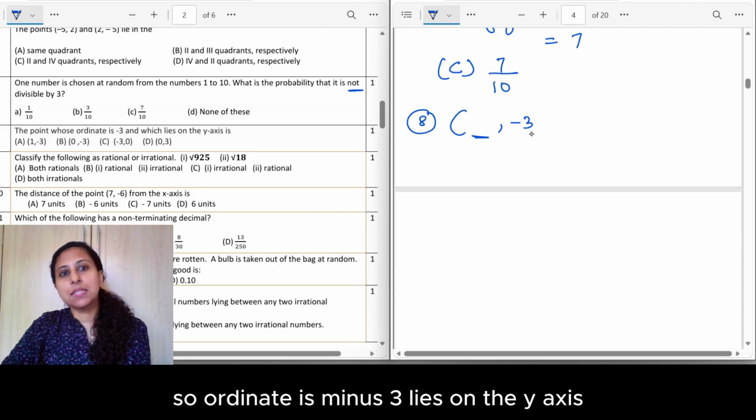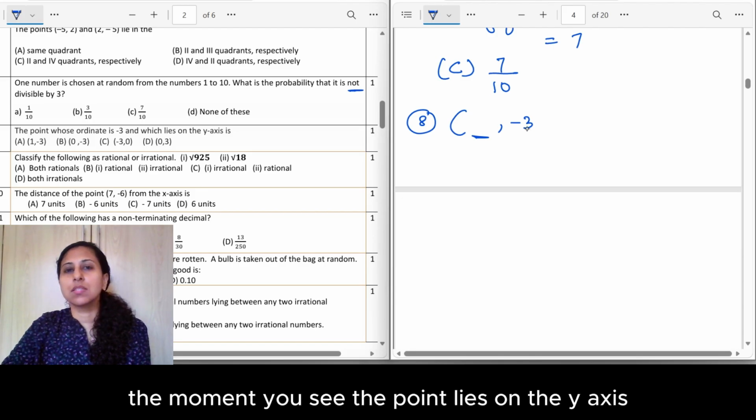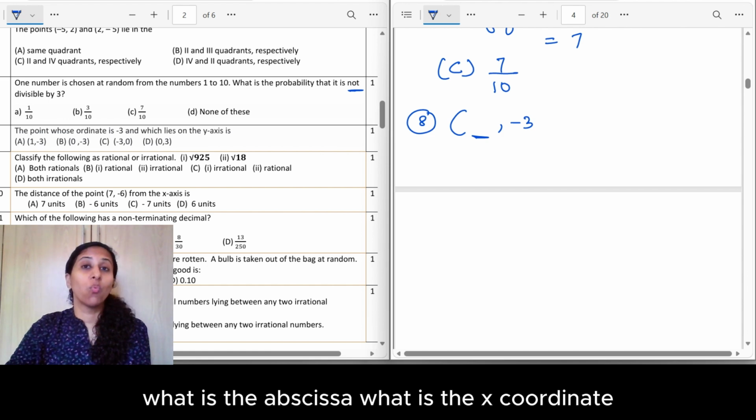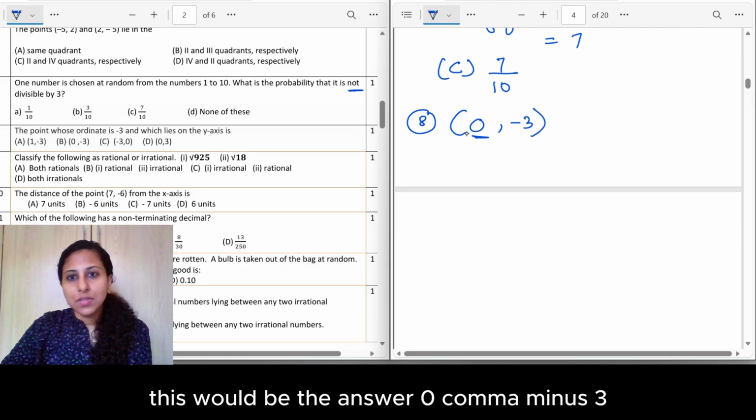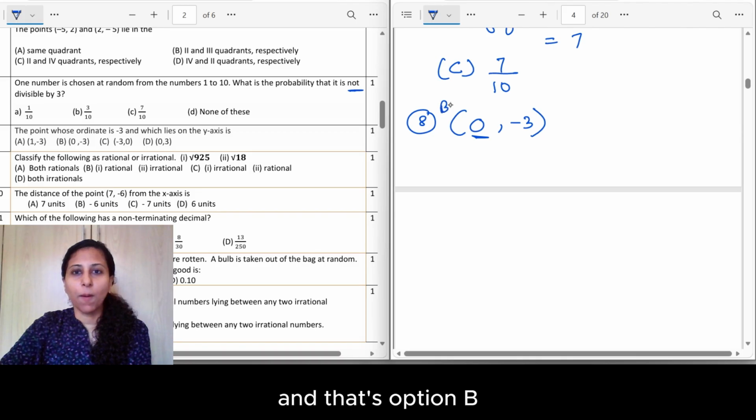So ordinate is minus 3, lies on the y-axis. The moment you see the point lies on the y-axis, what is the abscissa? What is the x-coordinate? X-coordinate will be 0. So this would be 0. This would be the answer, 0, minus 3. And that's option B.